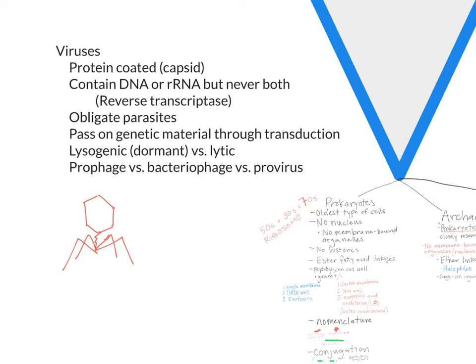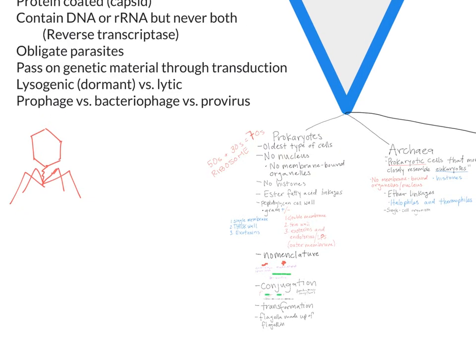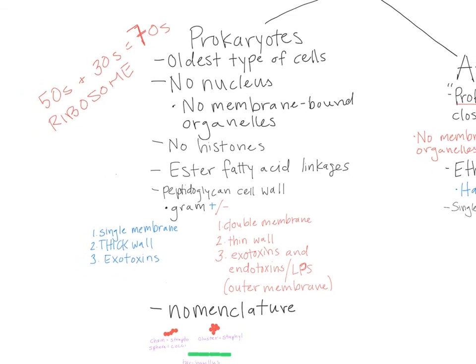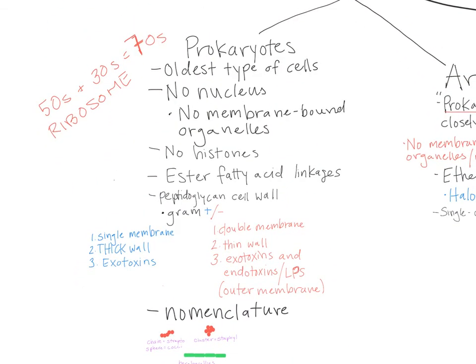So if a virus has infected a cell, it becomes a provirus. If a bacteriophage has infected a bacteria, it becomes a prophage. So pretty simple, but it's important to know those distinctions. Then we're going to cover prokaryotes. That's what the remainder of this video will be about.